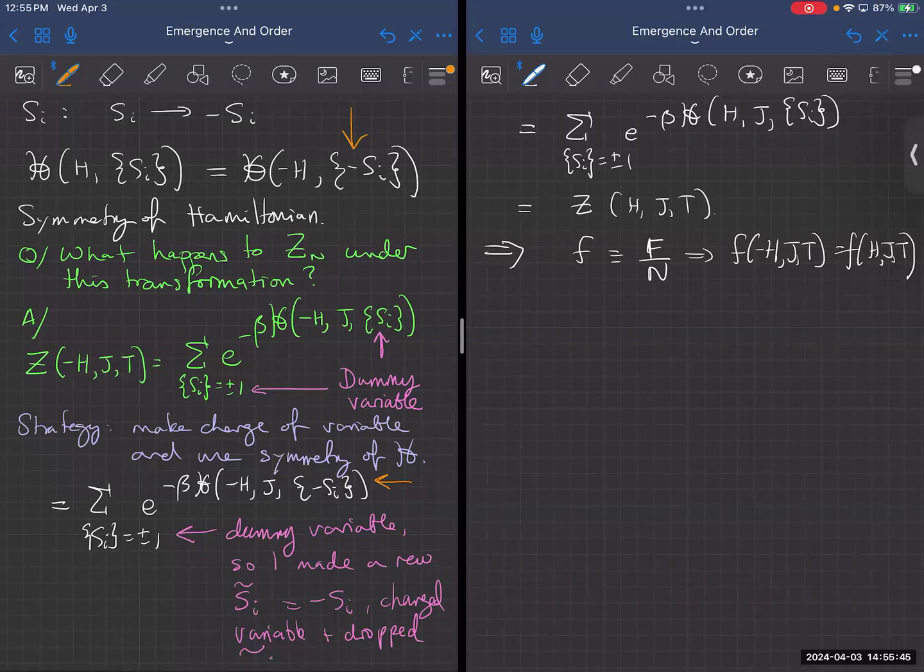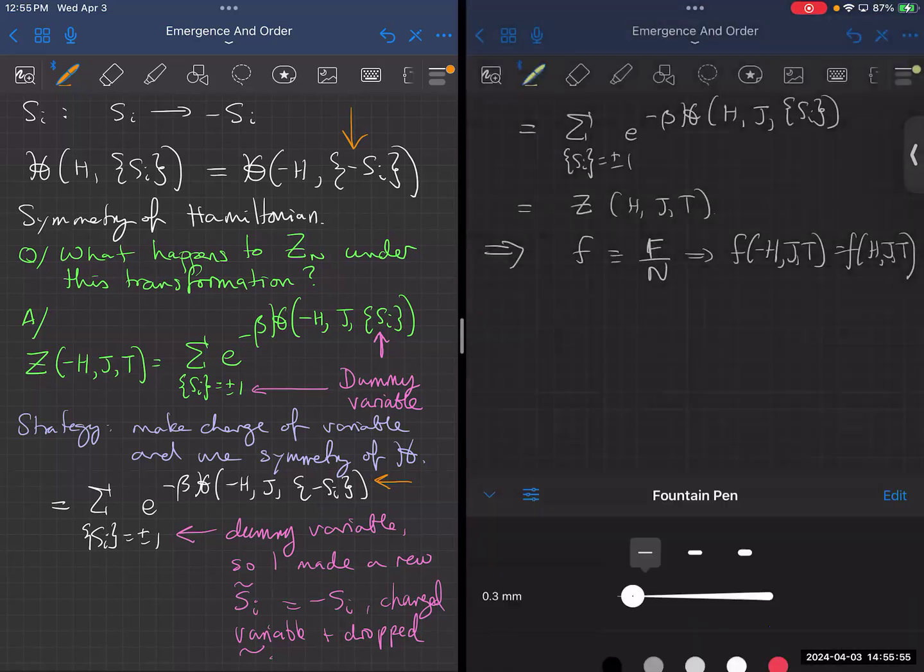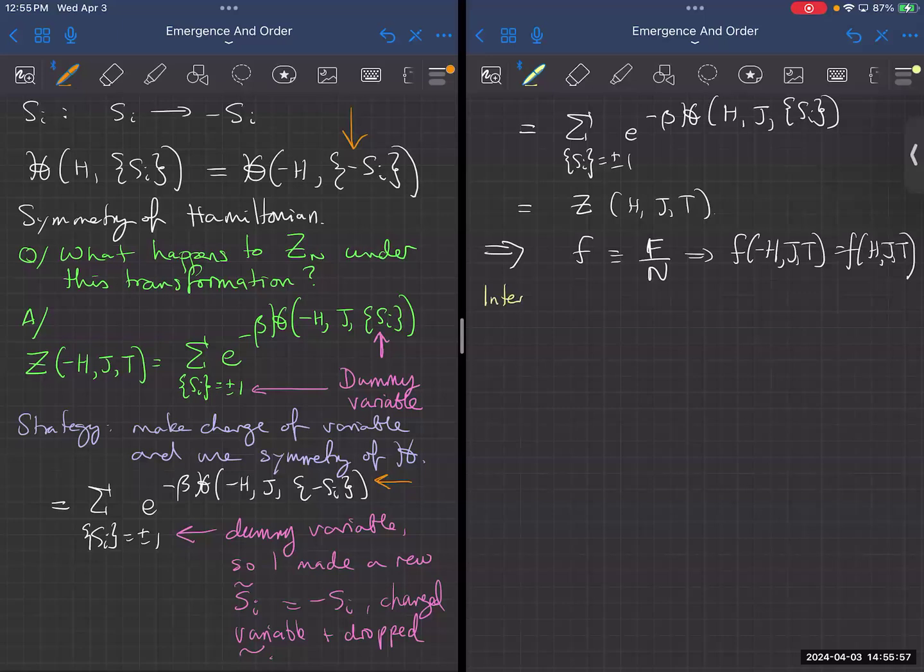Okay, so why is that interesting? This is interesting because it tells us that order is impossible. In other words, that we cannot possibly have ordered phases in statistical mechanics, or at least in this particular system. So let's see why that is true.